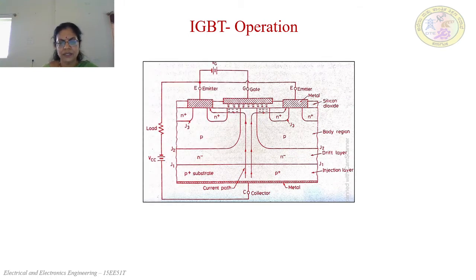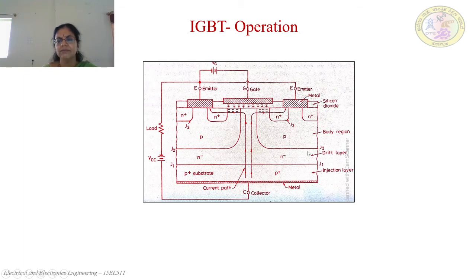Now we will look into the operation of the IGBT. As we just discussed, these are the IGBT terminals. We know that it has three terminals: collector, emitter and gate. The injection region is closer to the collector. It is called the injection layer because it injects majority carriers, that is holes, into the N minus layer. The N minus layer is called the drift layer.